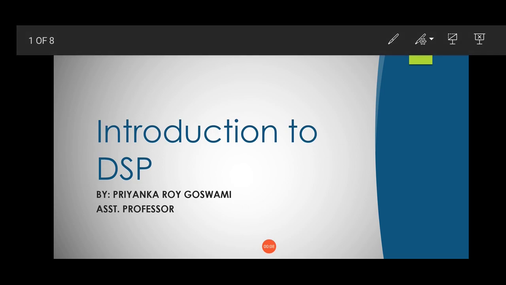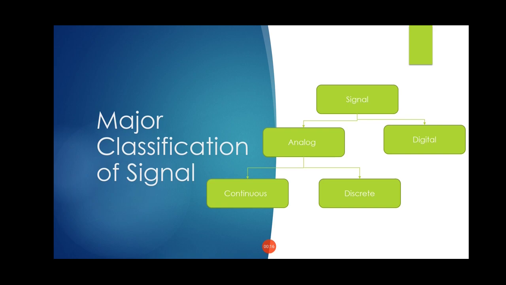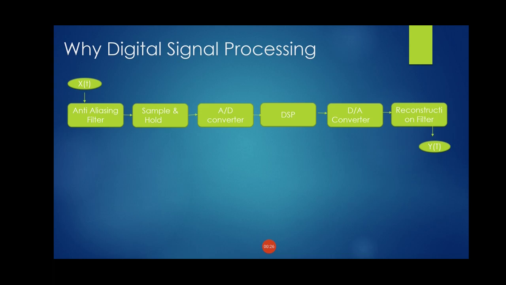In the last class, we have already discussed a few topics such as what is a signal, what are the major classifications of signals, then why we are processing a signal, what is the requirement of signal processing, and the basic building blocks of a digital signal processing system.